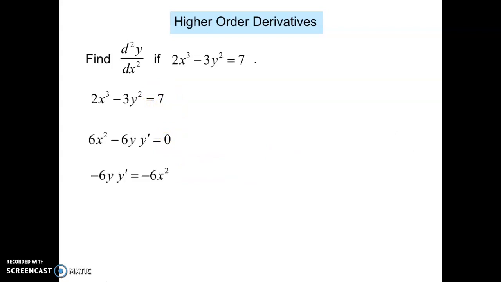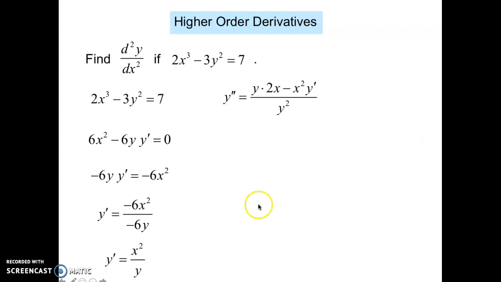I now gather my terms to solve for y prime. Simplifying, I get y prime is equal to x squared over y. This is the first derivative of this function. We're asked to find the second derivative, so we're going to find it using the quotient rule. Using the quotient rule, the second derivative here would equal low, don't do anything to it, d high, which is 2x, minus high, don't do anything to it, x squared, times the derivative of the bottom, which is y prime, all over the denominator squared.